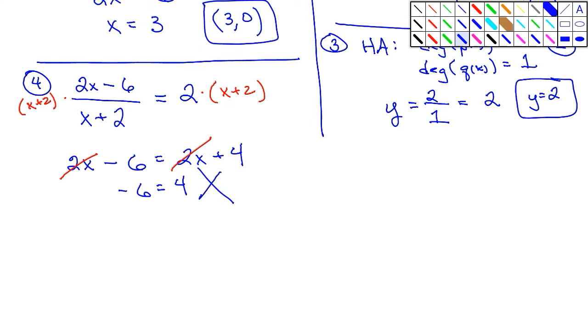So there is no solution to where the function is equal to 2, which means that f does not cross its horizontal asymptote. So it can cross it, it's just that this one didn't.